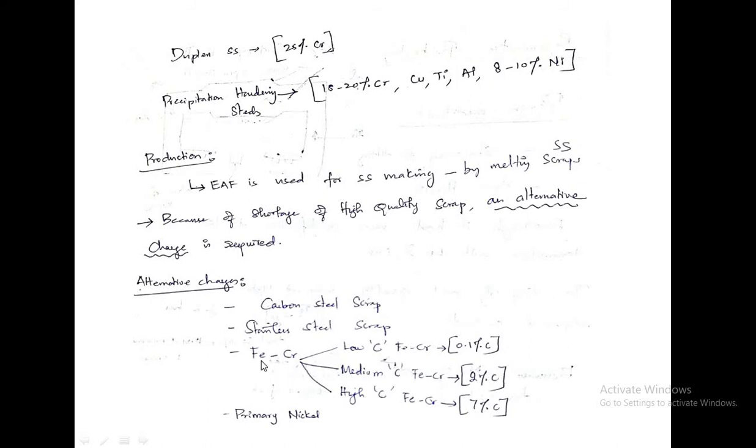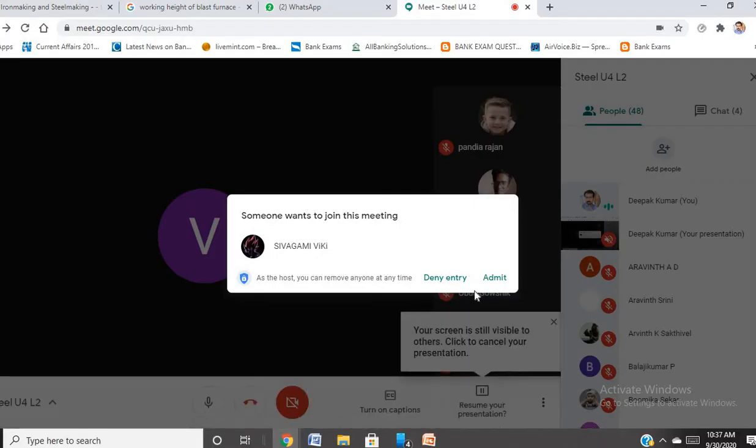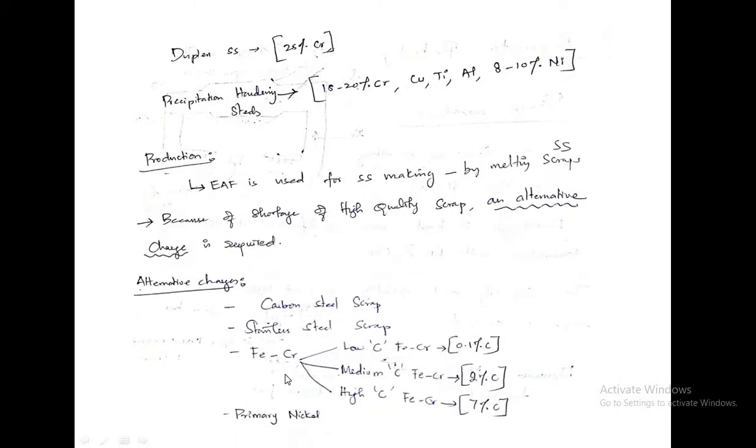They have also produced stainless steel using ferroalloys like iron chromium. This is the recent practice. Ferrochrome is the important raw material for the production of stainless steel, right? Low carbon, medium carbon, high carbon: these are the types of ferroalloys. Ferrochrome alloy is manufactured. We don't get iron chromium naturally in nature; we make it, we manufacture it.